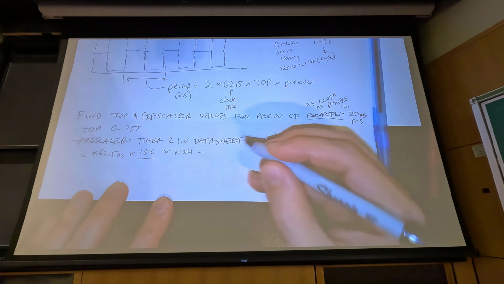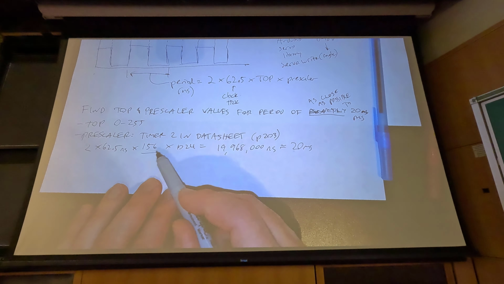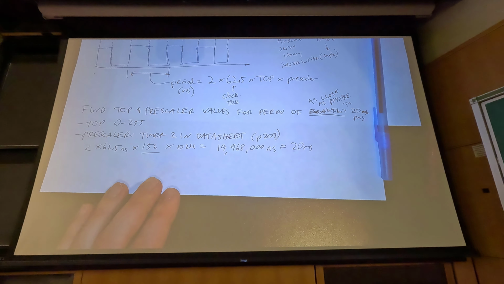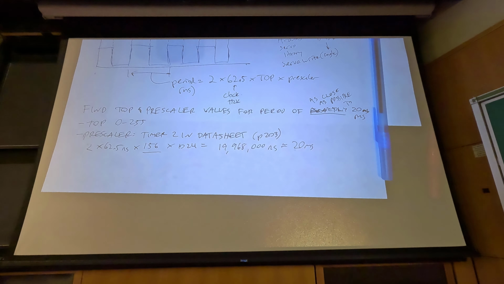So if you did this calculation the other way and started out with 20 milliseconds, I think you get 156.25 or something, but since you can't enter a decimal value for the register, then you have to truncate that and get 156. Did I see a hand in the back? That's my question. Top has to be an integer. Yes, top does, since it's stored in an 8-bit register, it's an integer value, it's not a float, it cannot be a decimal.